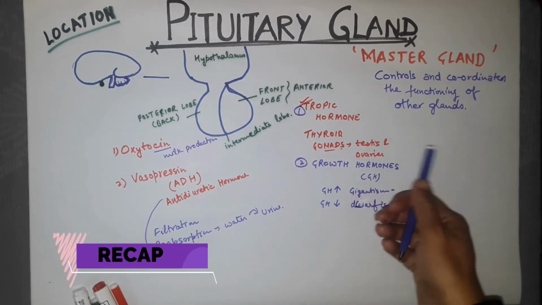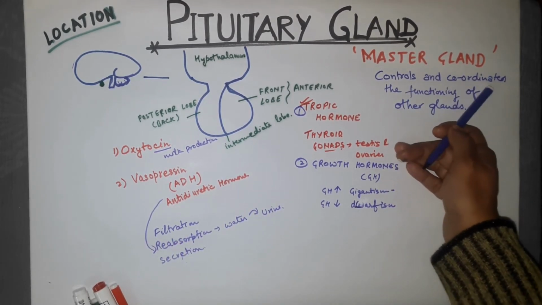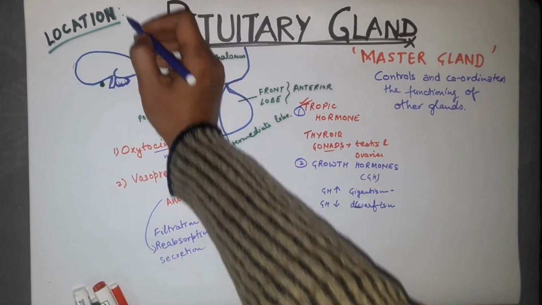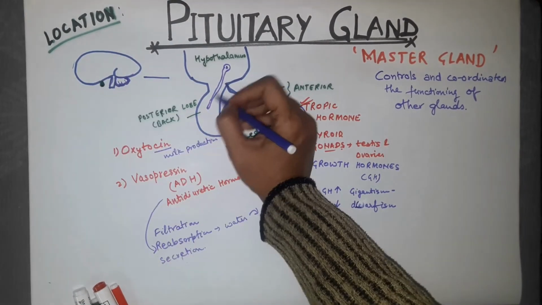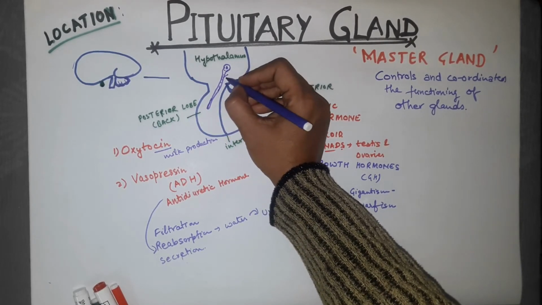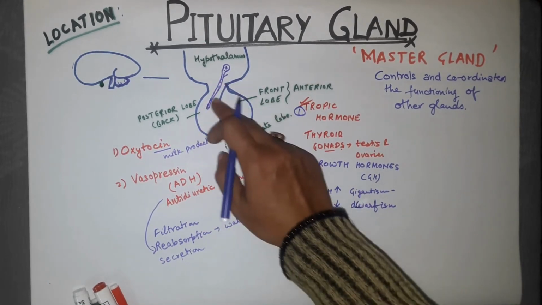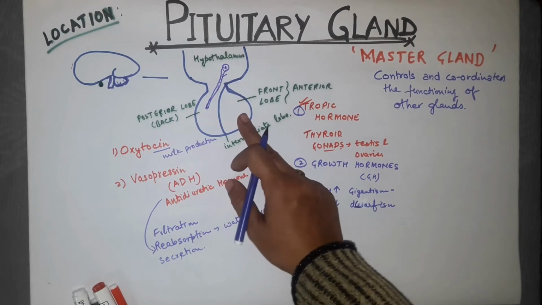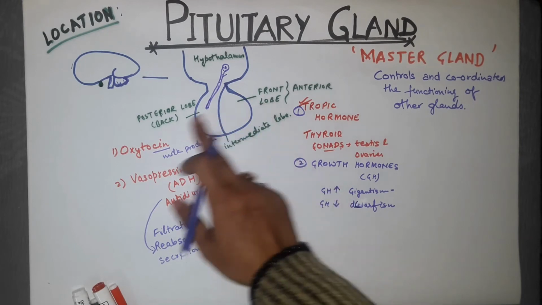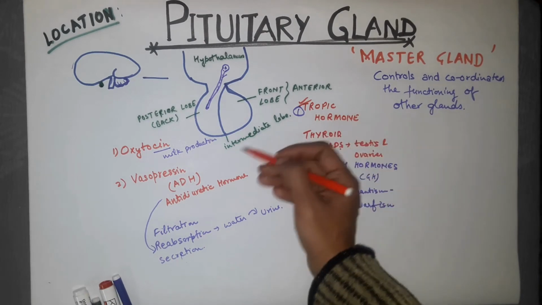So here I want to summarize this: the pituitary gland is known as a master gland because it controls, regulates and coordinates the functioning of other glands. The location is at the base of the brain. Here the hypothalamus is having neurons, and these neurons will stimulate the posterior lobe and the front lobe. This pituitary gland has two main lobes: one is the posterior lobe and another is the anterior lobe. The anterior lobe is the front one, whereas the posterior lobe is the back side one, and the middle one is the intermediate lobe.